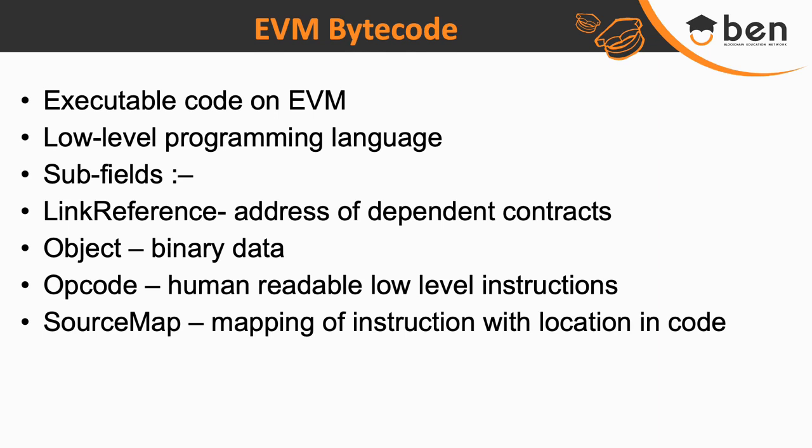So this is what makes a bytecode complete. There may be more subfields to it depending upon the complexity of your smart contract, but these are the most popular subfields which you will always find. Of this, the object is the main bytecode, actually the binary data which we are discussing, and opcode is some human readable instructions, while source map is for identification of the location of the code.